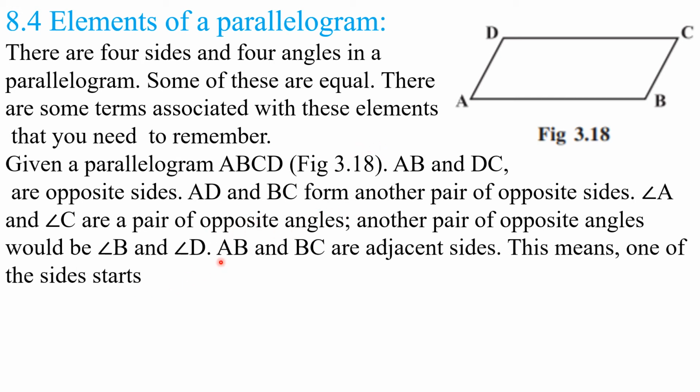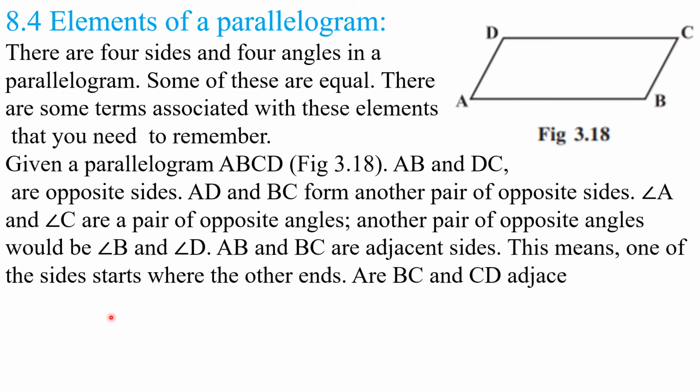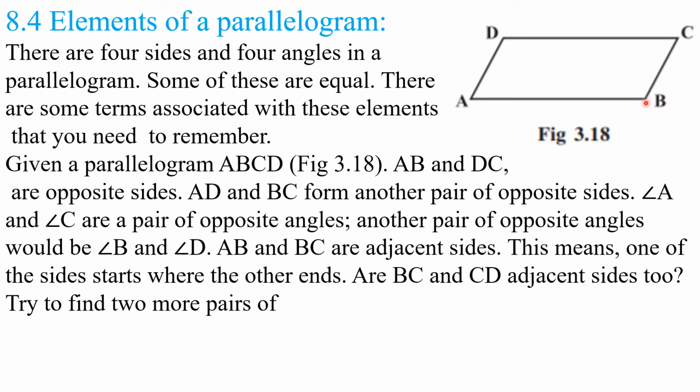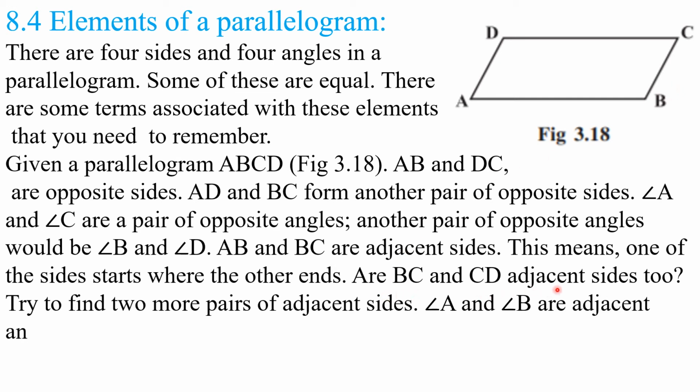Now, AB and BC are adjacent sides. This means one of the sides starts where the other ends. See here, my dear children, side AB ends at B, and side BC starts with point B. So these two sides are said to be adjacent sides. Are BC and CD adjacent sides too? Yes, BC and CD are also another pair of adjacent sides.